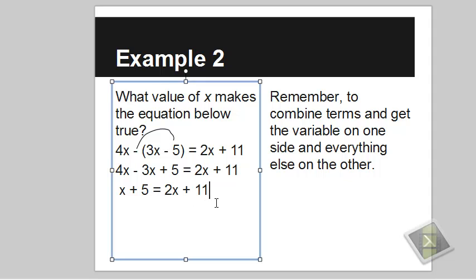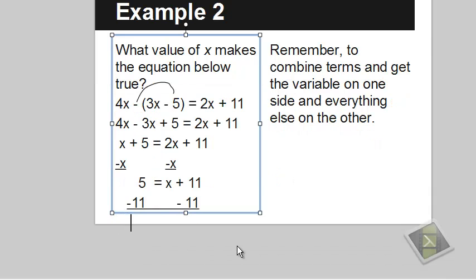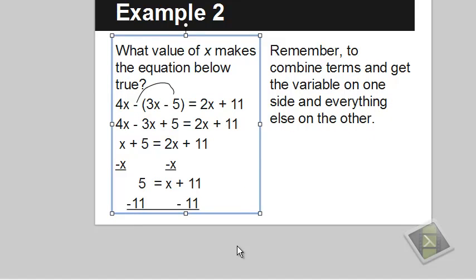Some options of what to do. I'm going to move all my x's to the right side because I like x to be positive. So I'm going to subtract x on both sides. I'm left with this 5. 2x minus 1x is x plus 11. Then to get x by itself, I'm going to subtract 11. And then our last step: 5 minus 11 is negative 6. Alright, so x would be equal to negative 6.